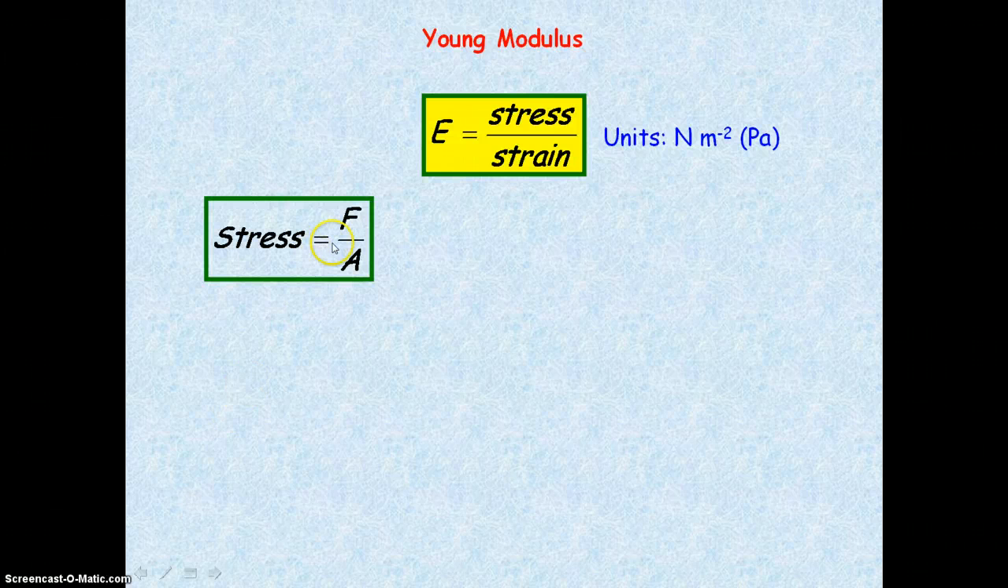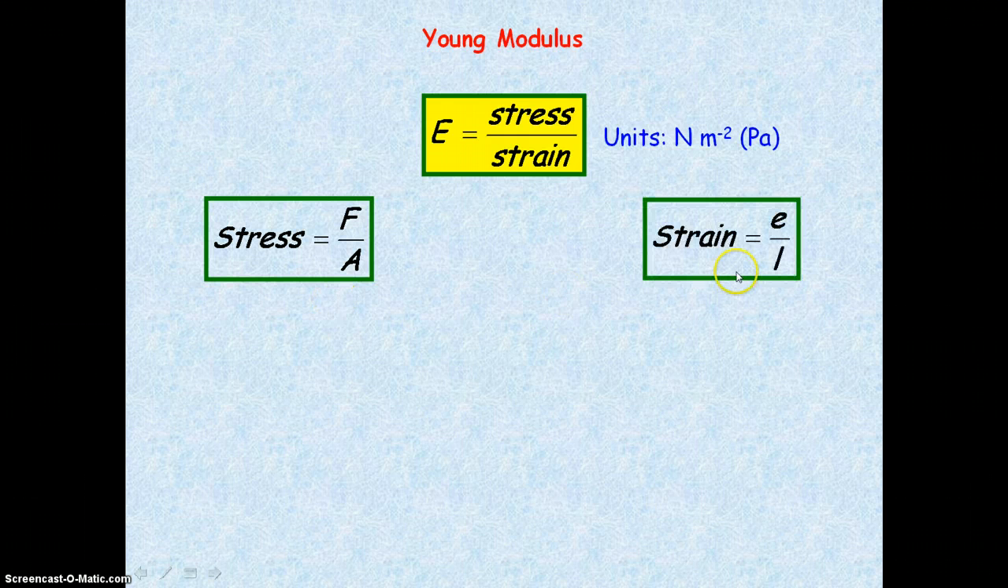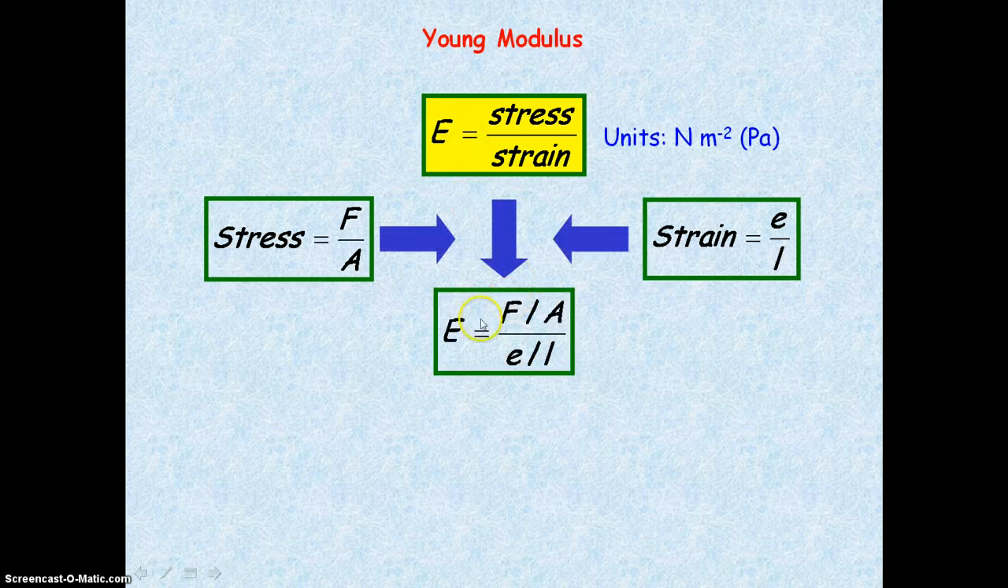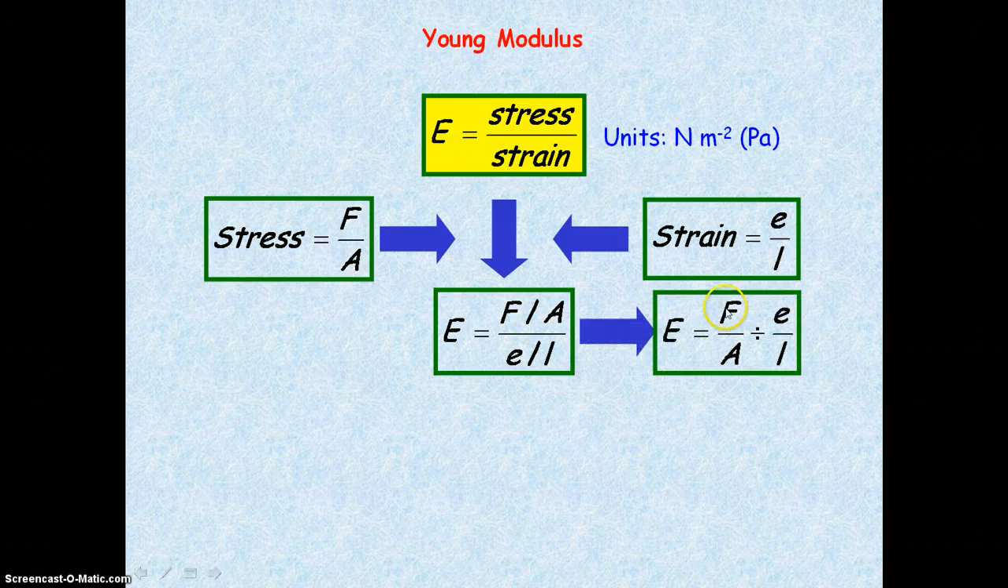Now you know stress is force divided by the cross-sectional area, and you also know strain is the extension divided by the original length. If we were to substitute both these expressions for stress and strain into the equation for Young's modulus, we'd get force divided by area, which is our stress, divided by our extension divided by our original length, which is our strain. Or we can show it like this, where it's our stress divided by our strain.